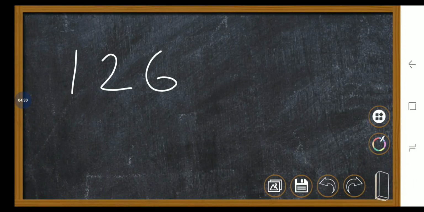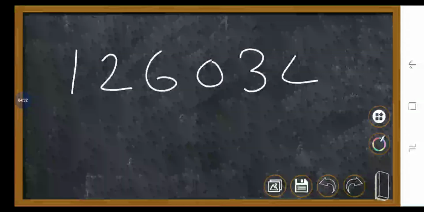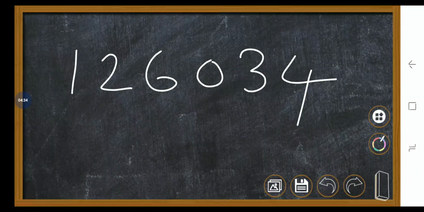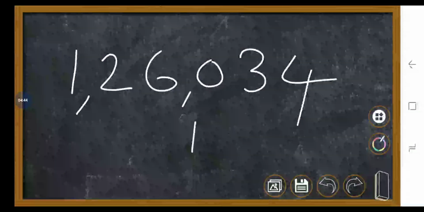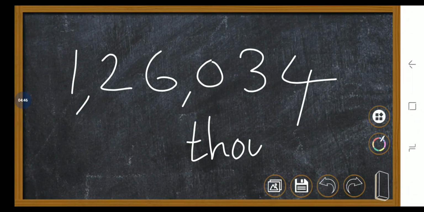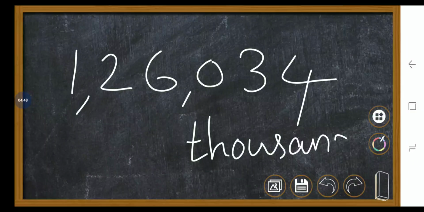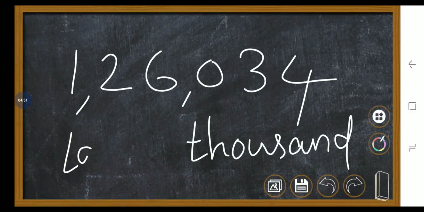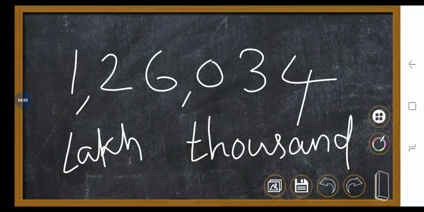Next, I am going to write the number of people affected in India. How many people were affected in India? So start reading. Put a comma first. First comma where? Here. And second comma here. Now when you reach the first comma, you say thousand. And when you reach the second comma, you say lakh. So how many people were affected in India? 1,26,034 people were affected in India.